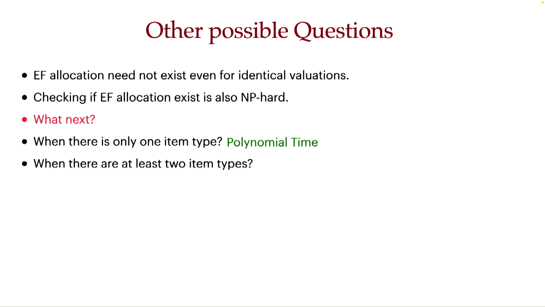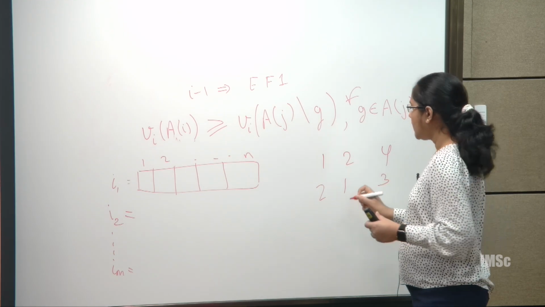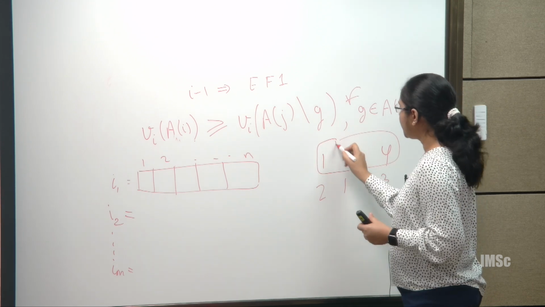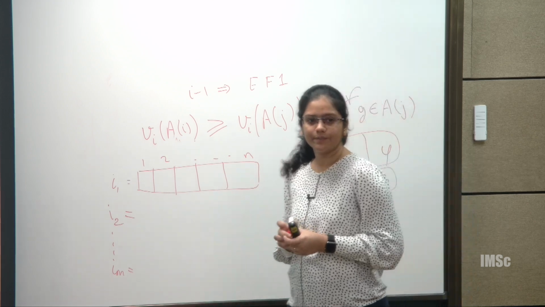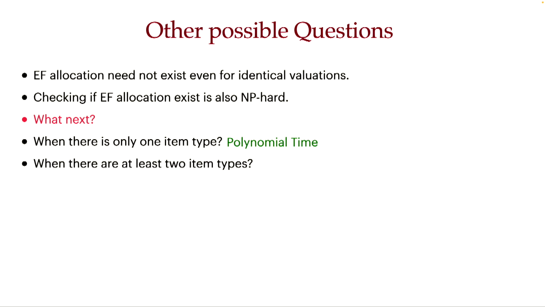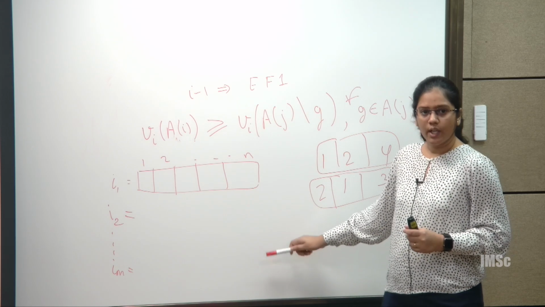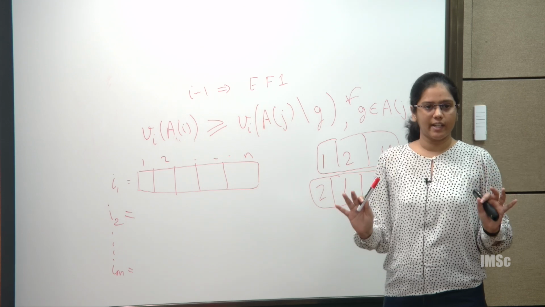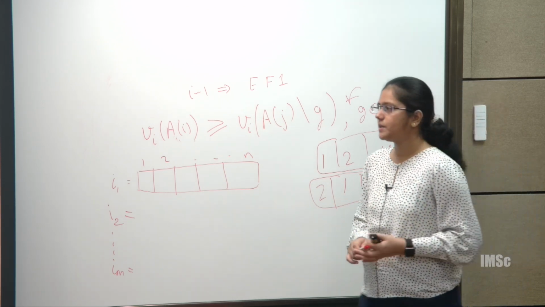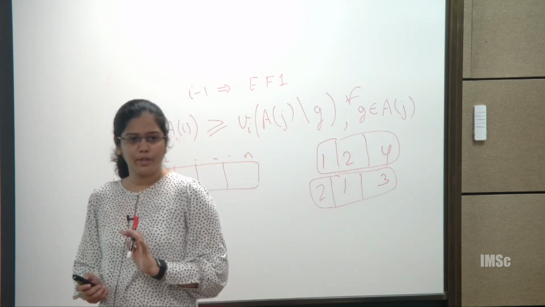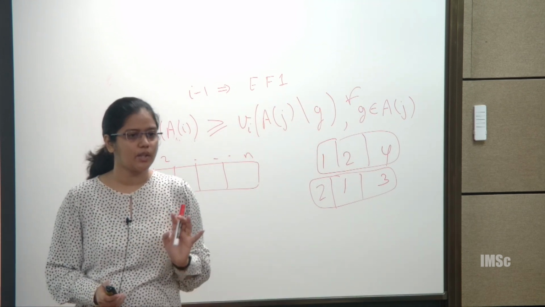If this is 1, 2, 4, 2, wait, identical I did not define with respect to items. Will you call these vectors identical or not? No, you are right, these are not identical. So, you list down these vectors and look at distinct vectors. How many distinct vectors do you have? Just 2. That is it. We do not know even for this if an EF solution exists or not.